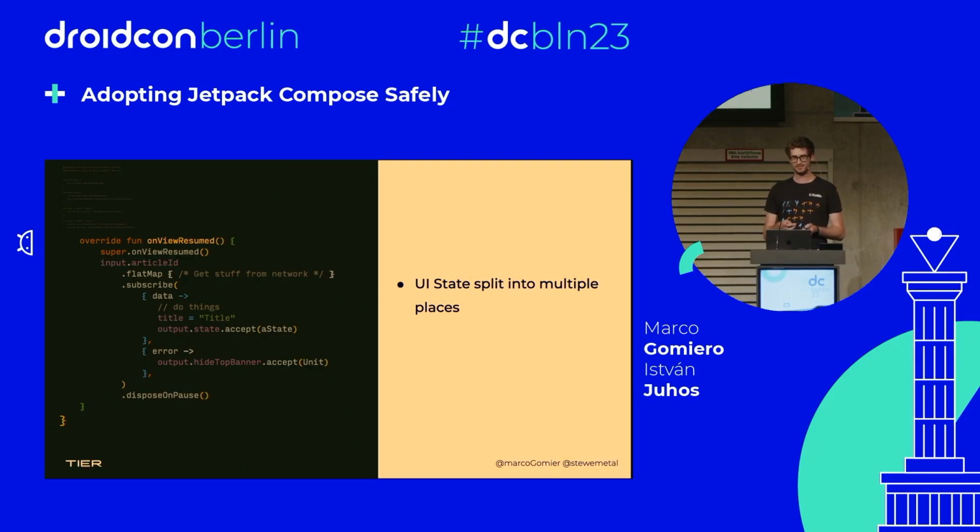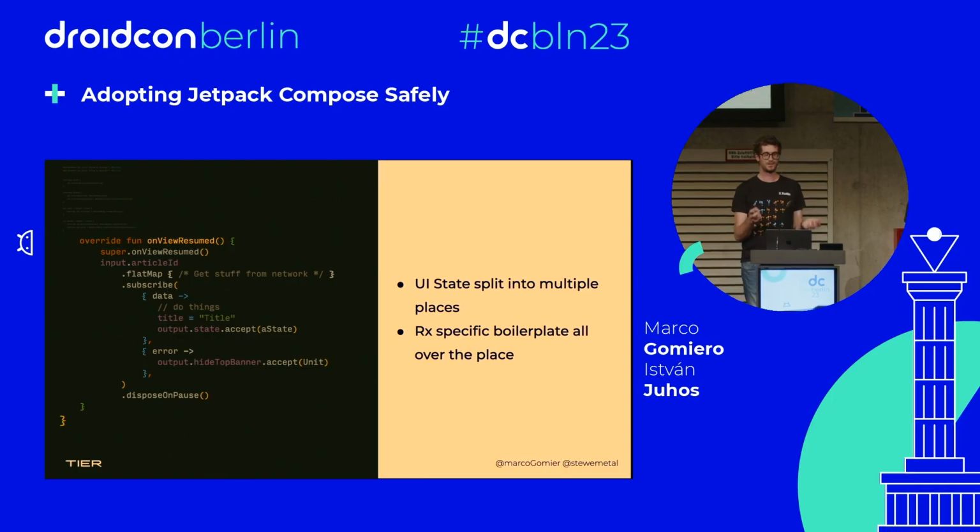And to complete the package, we also had Rx stuff all over the place in the view model, so making a switch to another tooling, coroutines for example, would be more difficult. And yeah, we already started moving to coroutines, but it's more difficult with that state. But that's a topic for another talk.